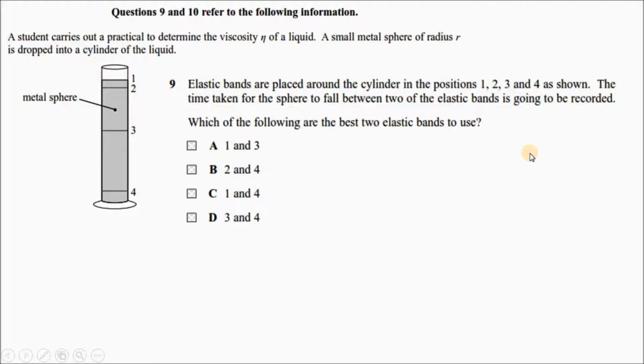Questions 9 and 10 refer to the following information. A student carries out a practical to determine the viscosity eta of a liquid. A small metal sphere of radius r is dropped into a cylinder of the liquid. On the cylinder, 4 different positions are marked. Elastic bands are placed around the cylinder at positions 1, 2, 3, and 4. As shown, the time taken for the sphere to fall between two of the elastic bands is going to be recorded. Which of the following are the best elastic bands to use?